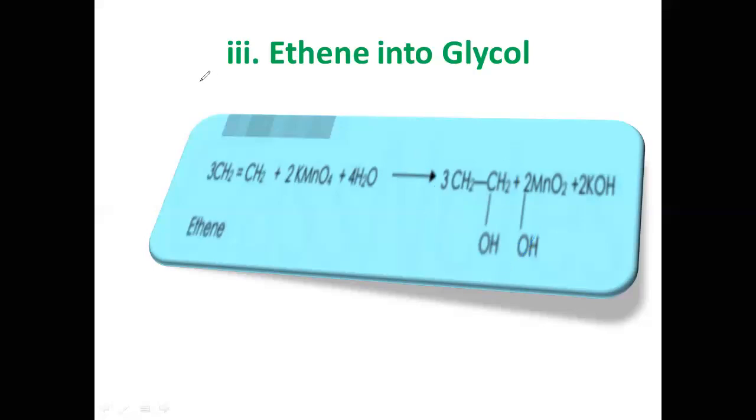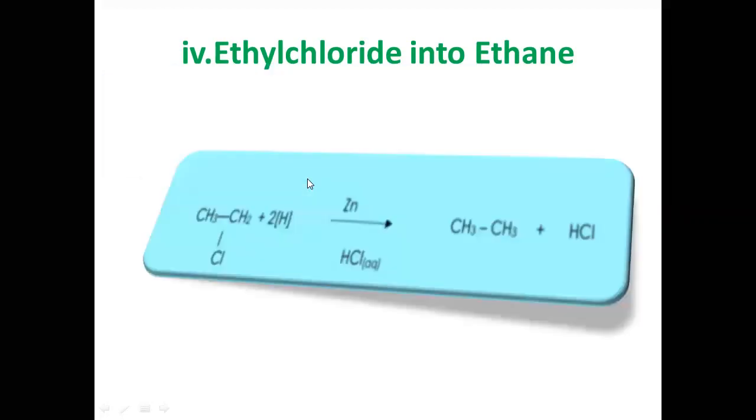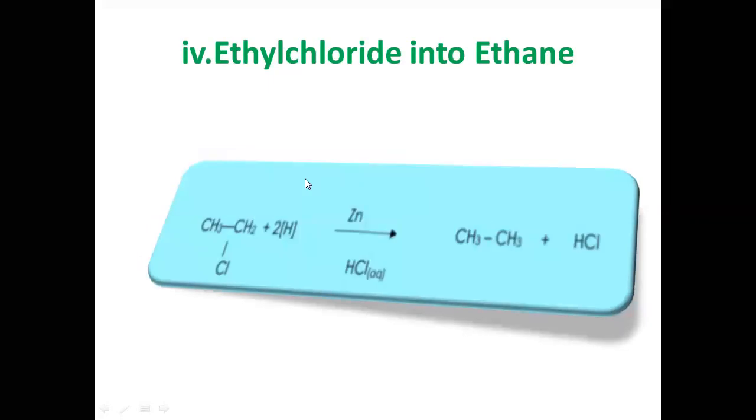Now we have the next conversion, that is ethyl chloride into ethane. How can ethyl chloride be converted into ethane? You can see that the conversion of alkyl halide into alkane takes place in the presence of reducing agents, that is zinc and hydrochloric acid.